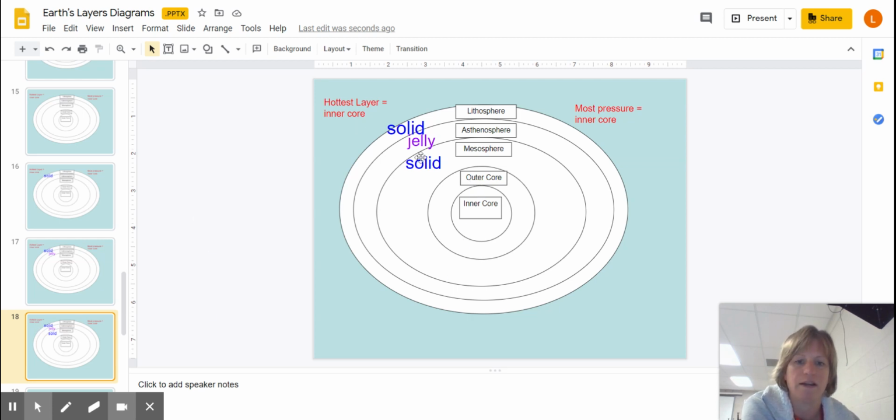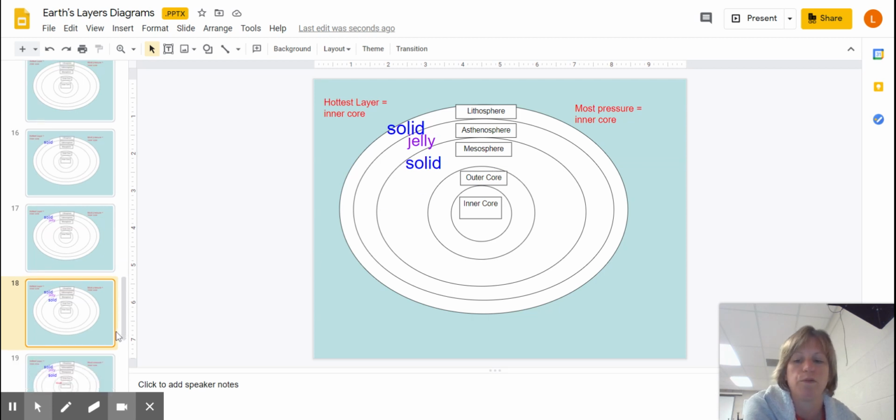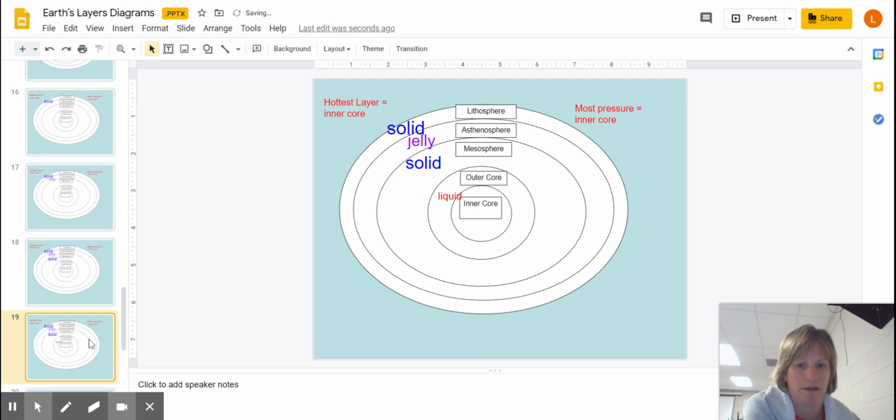The outer core has a higher temperature than the mesosphere and more pressure. Which one wins? It is a liquid. It is our liquid layer. That tells us that what was the winner? That tells us that the temperature won.